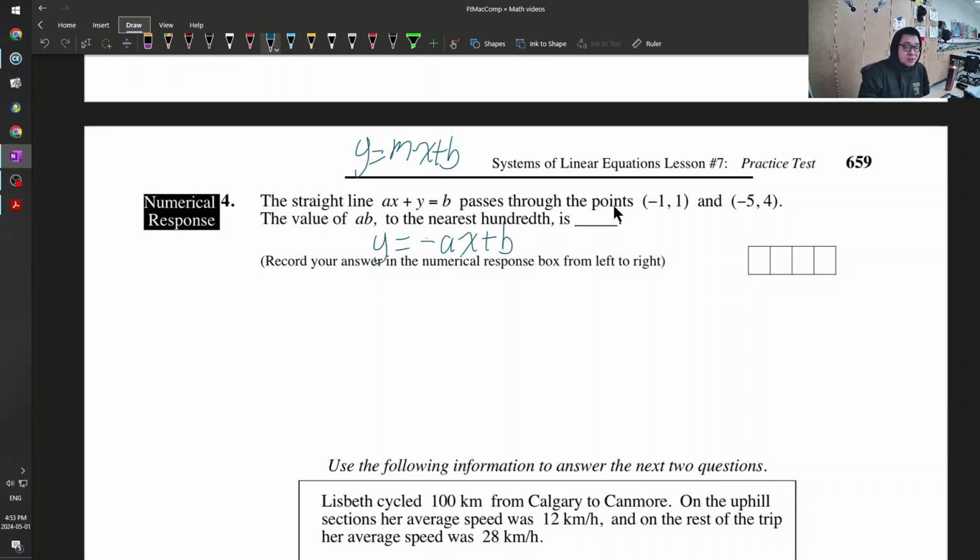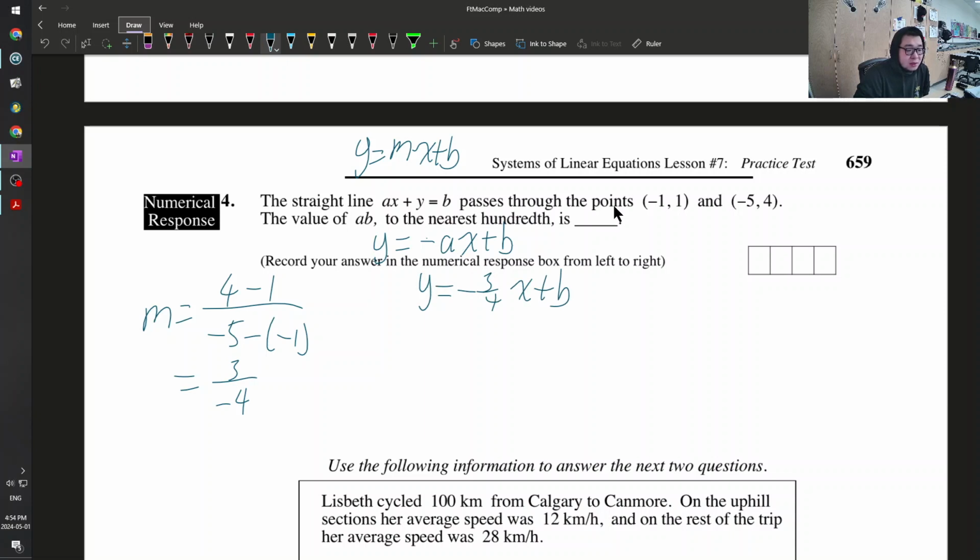Okay, so first we have to find the slope. So slope is equal to, you know the formula, y2 minus y1, 4 minus 1, divided by negative 5 minus negative 1, which is equal to 3 over negative 4. Negative 5 plus 1 is negative 4. Okay, and now we need to plug in the point. Y is equal to mx plus b. So we have to solve for what the y-intercept is. Y is equal to negative 3 over 4 x plus b.